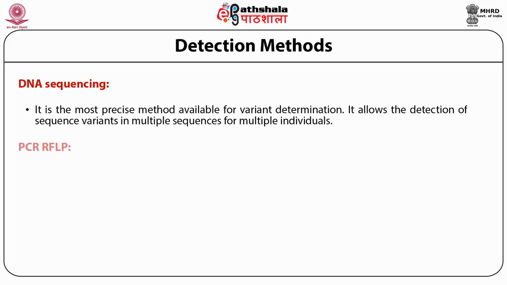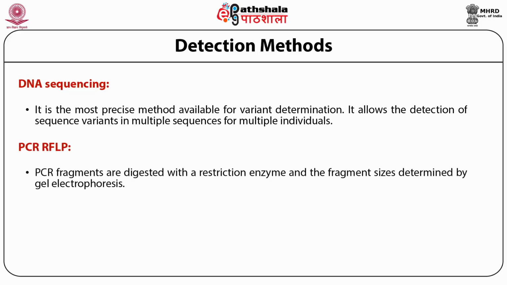Then the second is PCR RFLP. The PCR fragments are digested with a restriction enzyme and the fragment size is determined by gel electrophoresis. Base pair substitution at the restriction site leads to changes in the pattern of restriction fragments on the gel.